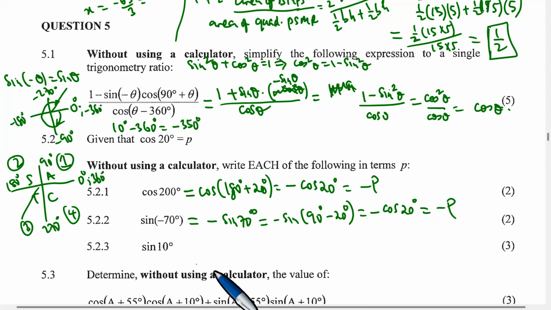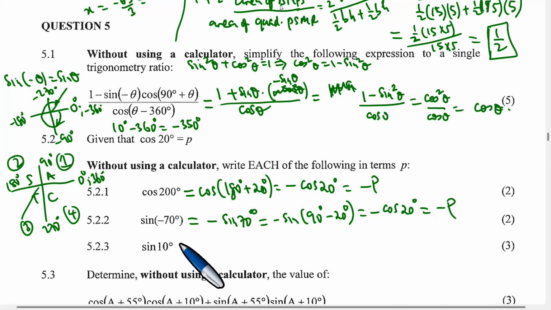But now the sine 10, it's obvious. To get sine 10, we actually can use a lot of things, but the most obvious would be, because we already have a 20, if you have a 20 and a 10, the 20 is like a double angle. So when it's a double angle, you use the double angle formula.